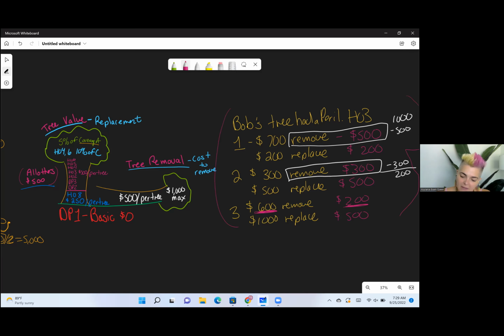Then replacement, you get up to 500. Since it's only 200, you'll get 200. Tree number 2, to remove it, is 300. That's well below the 500, so you got the 300. It's 500 to replace. That's fine. You get up to 500 per tree. Tree number 3 is 600 to remove, but we only have 200 left. And then it's $1,000 to replace, but we only get 500 per tree, so we're going to get 500.